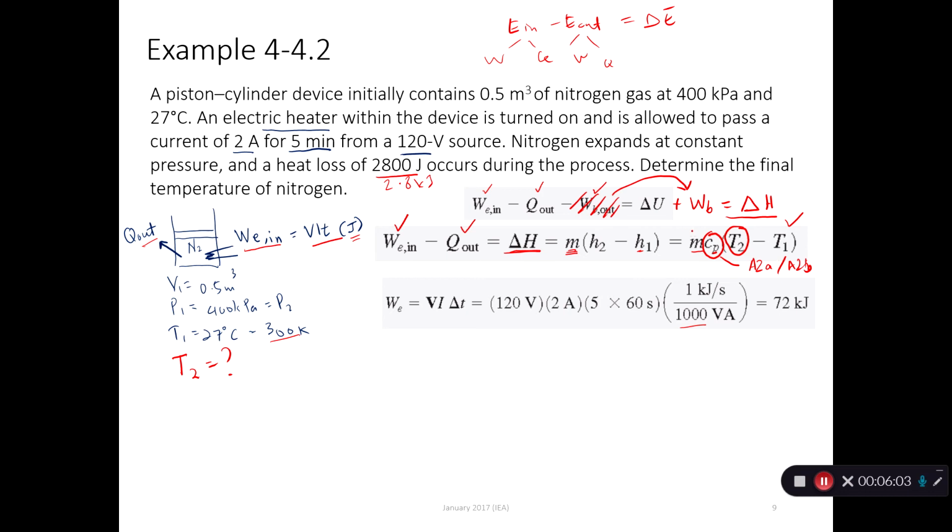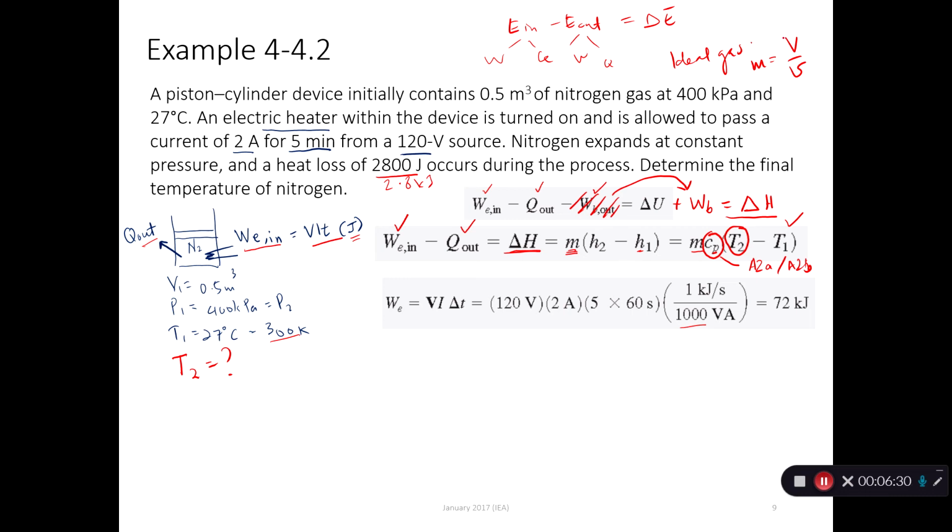So it's mass that you are missing. Okay, mass is missing. And because this is ideal gas, how to find mass? It's from the ideal gas equation. Please don't use, what is that equation? Mass equals V over specific volume.